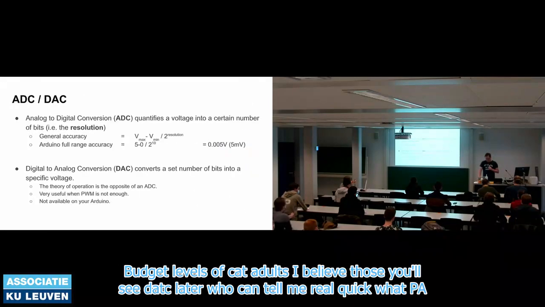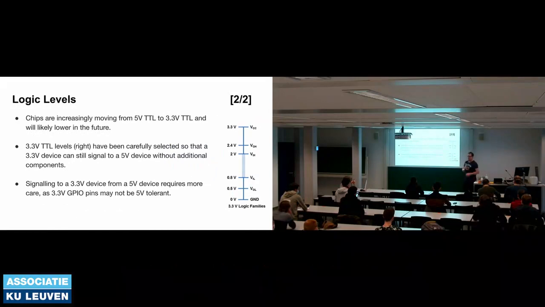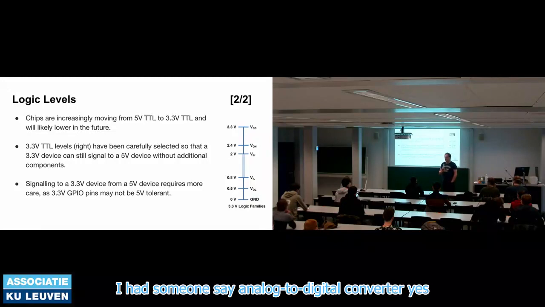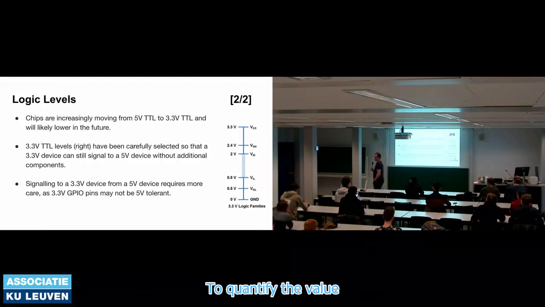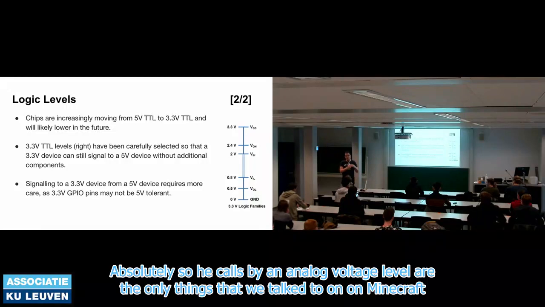Logic levels are kind of dull, so we'll leave those. You'll see the ADC later. Who can tell me real quick what the ADC is for? I heard someone say analog to digital converter. Yes? To quantify the values that are continuous to a set amount of levels that can be encoded with bits. Absolutely. So we quantify an analog voltage level.